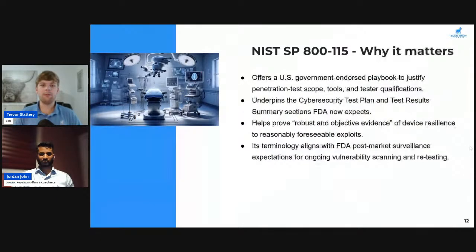Now, why does it matter? This is an endorsed playbook that justifies the pen test scope, tools, and qualification. So this talks about what the process should look like, how we cover test planning, how we address our test cases. All of this is required by the FDA for a pre-market submission. And in addition to requiring it in this specific format, all of this testing in general is required. Penetration testing is getting pushed to be done by third party reviewers. And so that's going to be getting your testing done by a sufficiently skilled penetration testing firm outside of your organization.